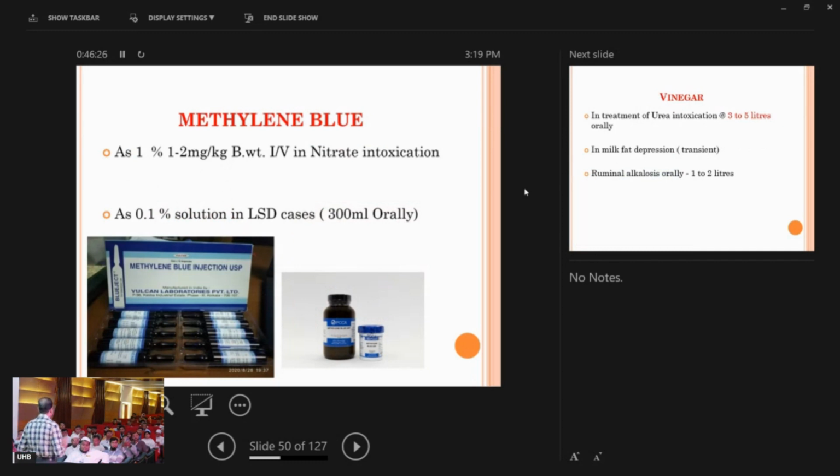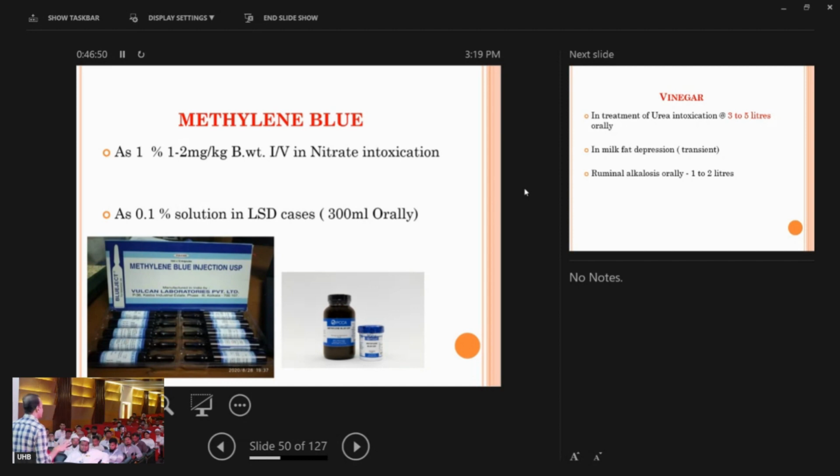Methylene blue, I think everyone has used it recently. In case of LSD, it is commonly used as a 1% solution, 300 ml orally. Apart from that, the main use of methylene blue is in nitrate intoxication, the same thing like cyanide poisoning.